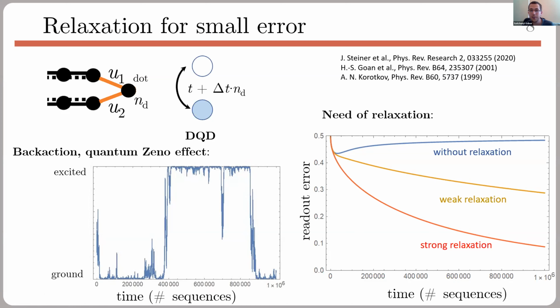Another interesting thing was that we need relaxation in this model, because without relaxation we can't reach a small value of the readout error, even if we increase the length of the measurement. So we need some relaxation, and if we have relaxation, then by increasing the length of the measurement, we can reach an arbitrarily small value of the readout error.